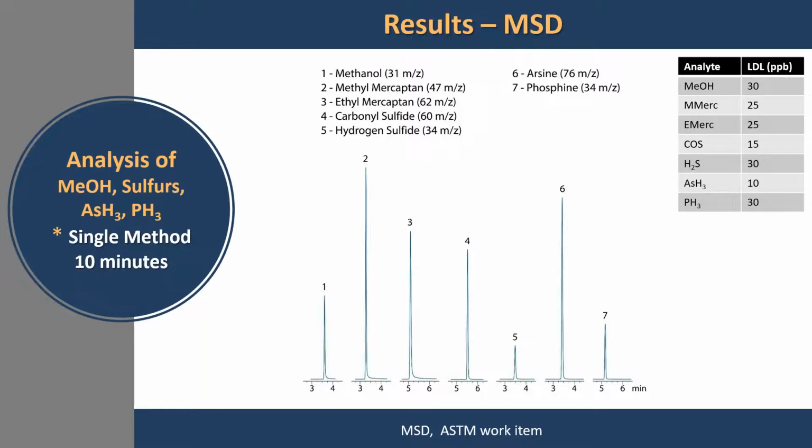Look at those peaks. Those peaks are very narrow, sharp, tall. That means good resolution, no confusion with any other peaks in the chromatogram, and because the peaks are narrow and tall, we have excellent sensitivity, very good peak shape.